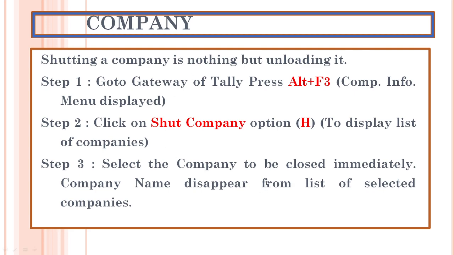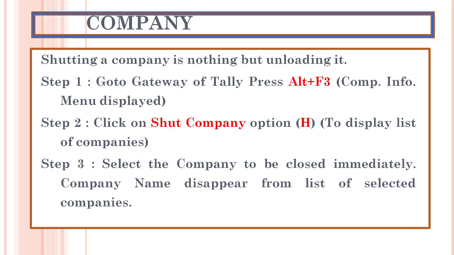Shutting a company. Shutting means nothing but unloading a company. Here select means loading a company, and shutting means unloading a company. Shut means it only unloads the company. It will not remove it from the memory. Just temporarily it closes that company.